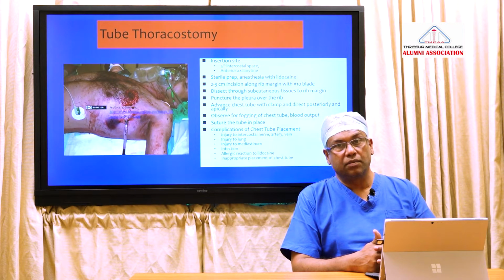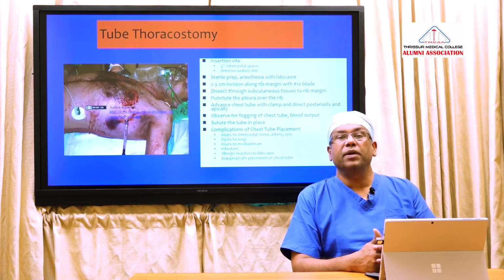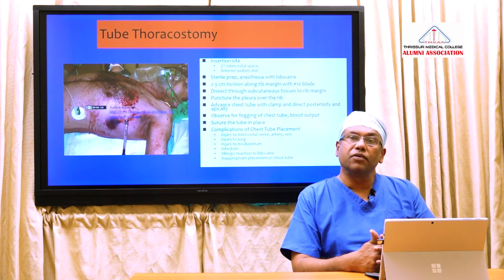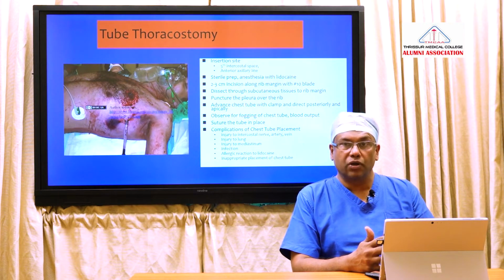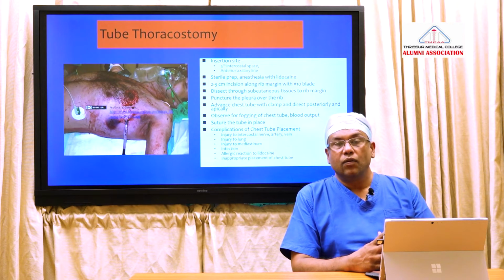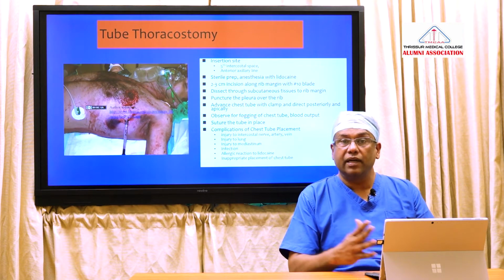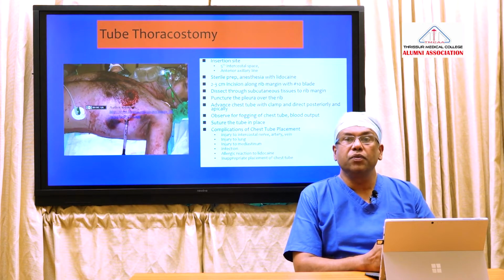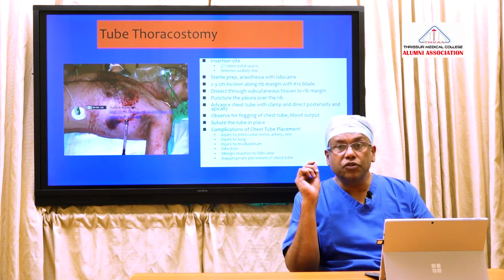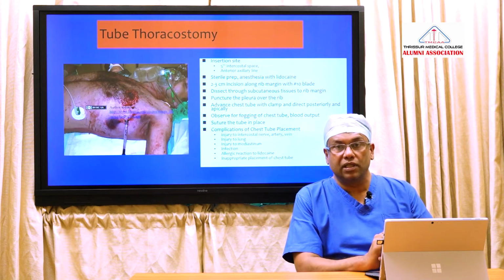or whenever there is a malignant pleural effusion sometimes, isn't it? Or when the patient has empyema thoracis, you have to put a tube inside the thorax. So those are the indications for tube thoracostomy. Now, what is the position of the patient? The position of the patient is supine with the arms abducted. Then you will drape the area. And you should know where exactly you are going to put the chest tube.